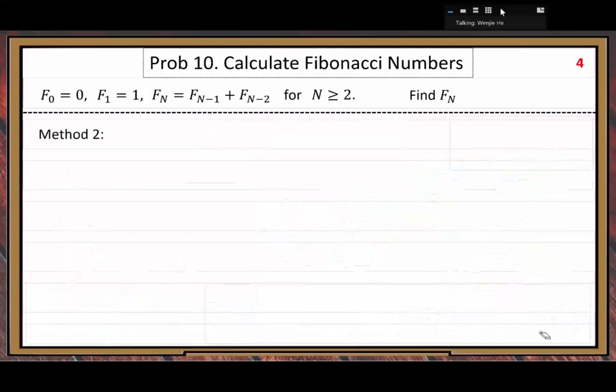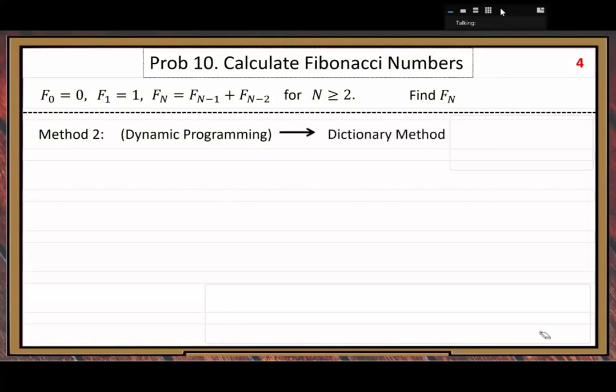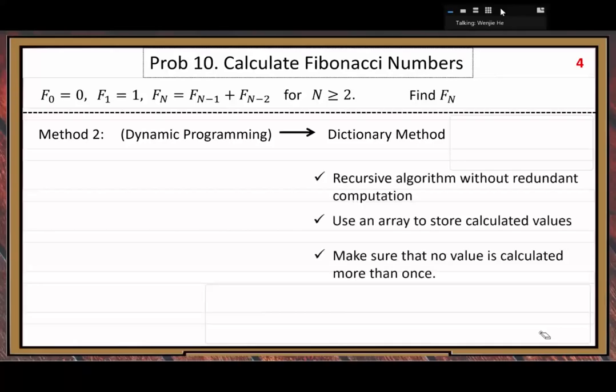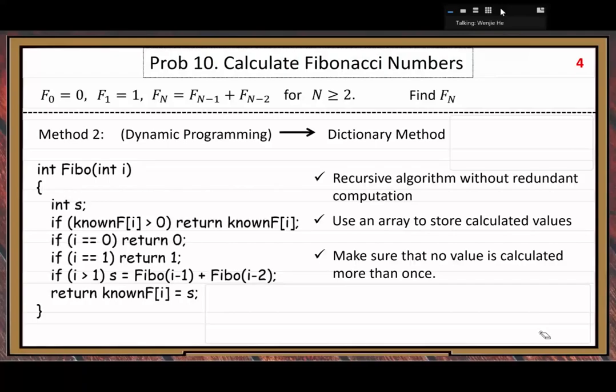Now let's look at the pseudocode of the implementation. Method 2, dynamic programming method. So here we use a dictionary method. It's an array, so not a fancy dictionary. A very simple dictionary. So those are the three main points we use in our dynamic programming. Then the pseudocode.